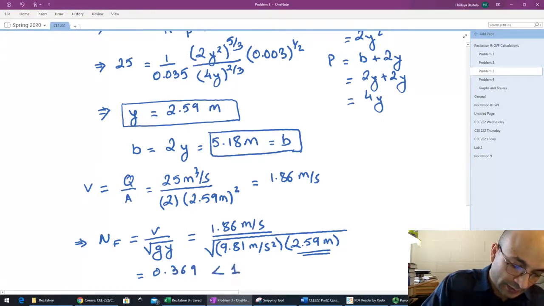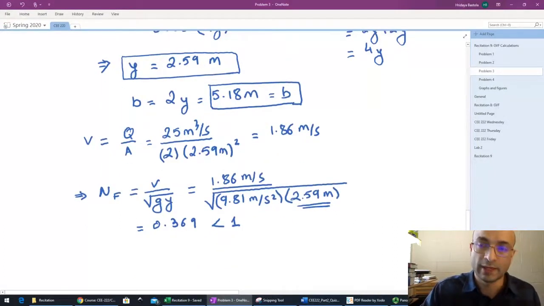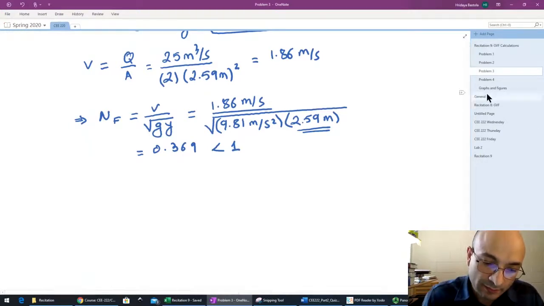This is less than 1. It's subcritical flow, so we're not worried about a hydraulic jump occurring and the water height increasing. So our estimate of y and b is good. So now we would like to estimate the freeboard height.